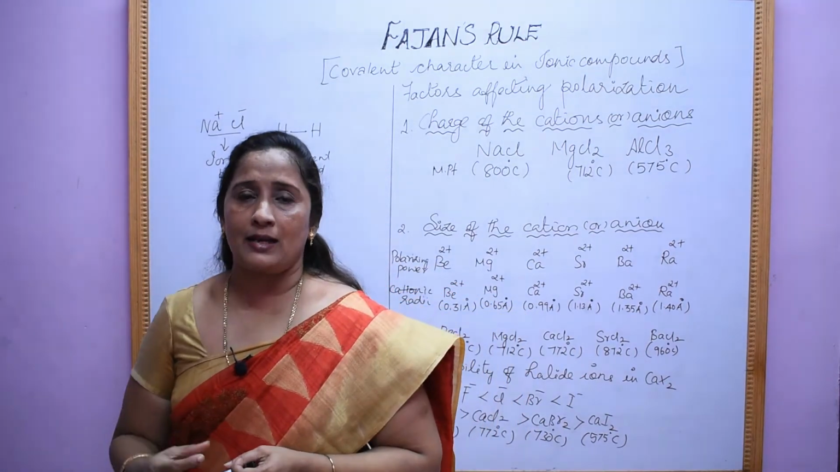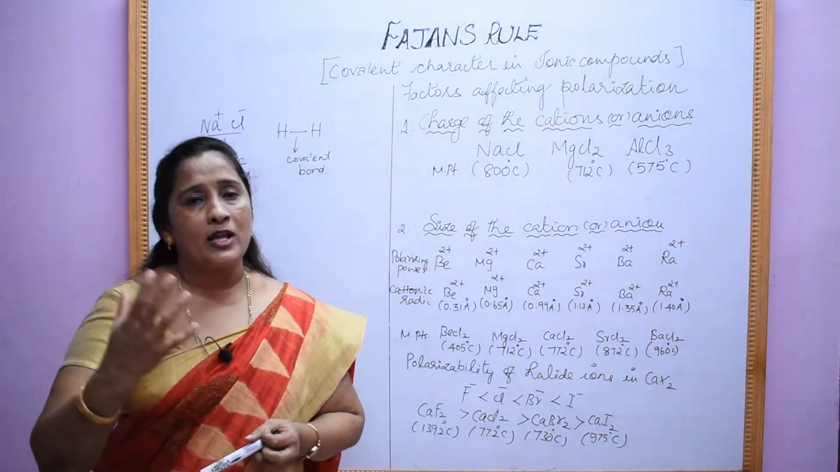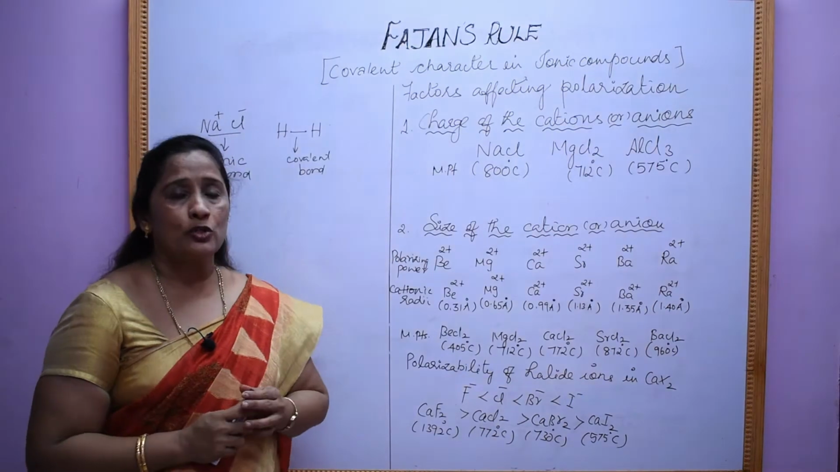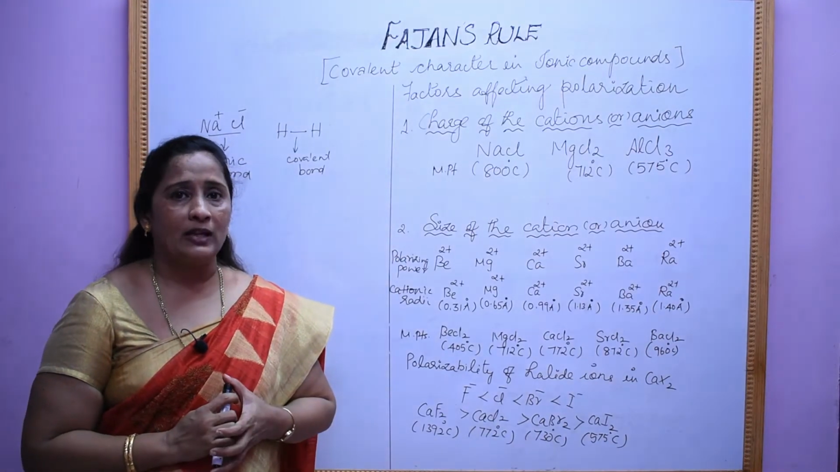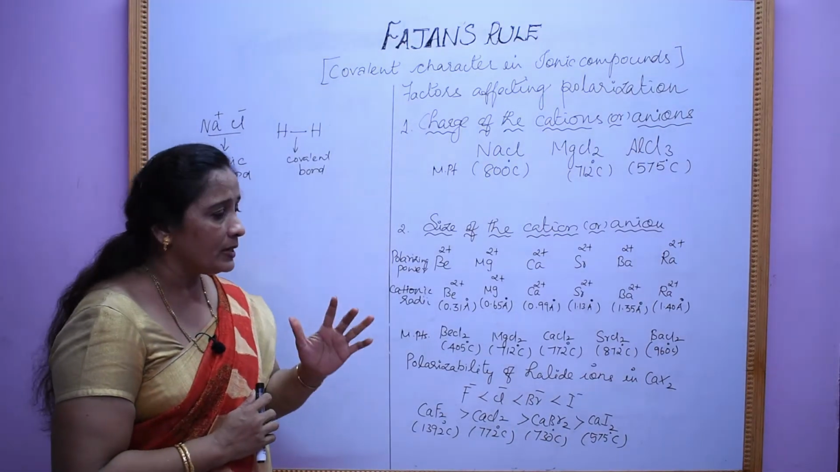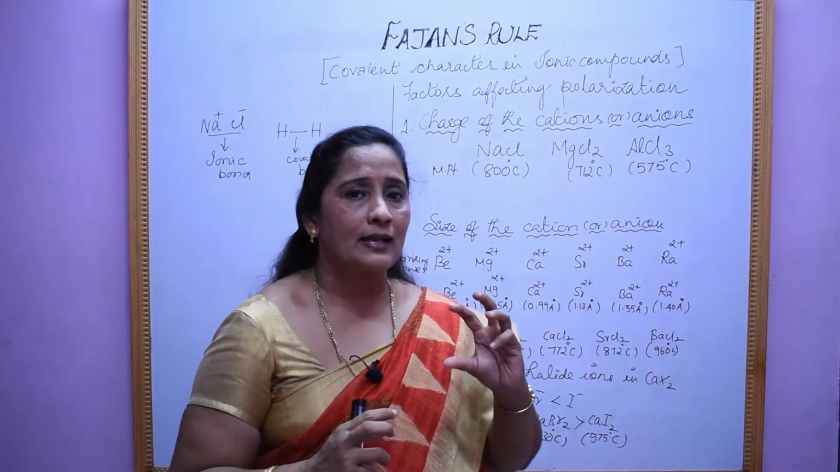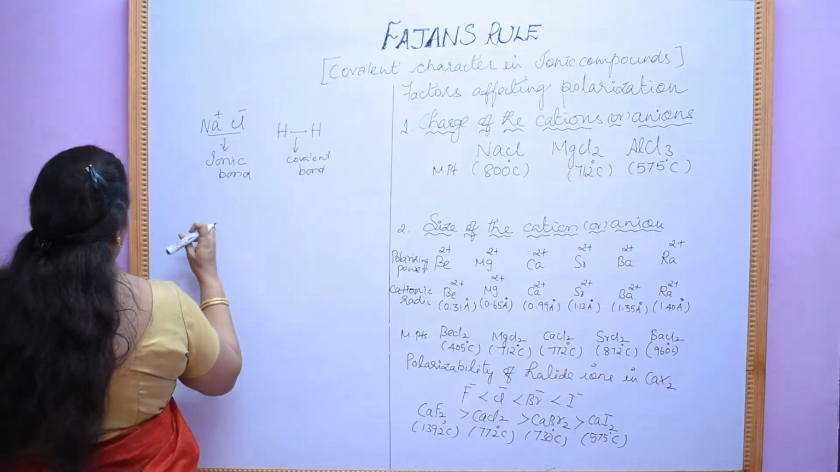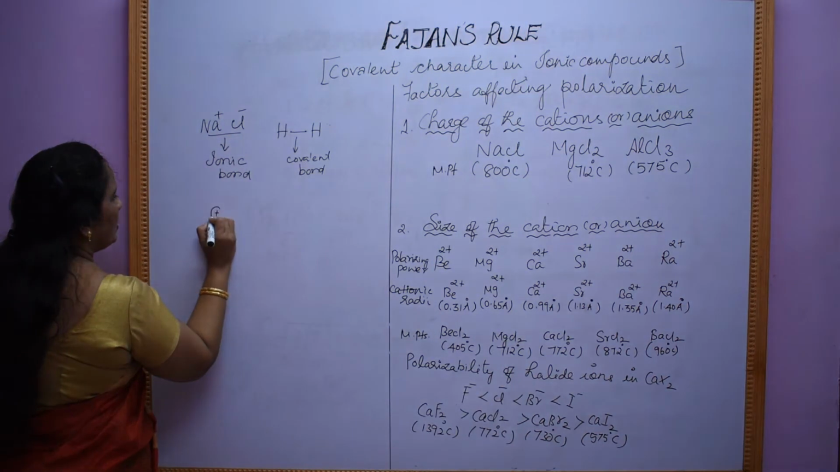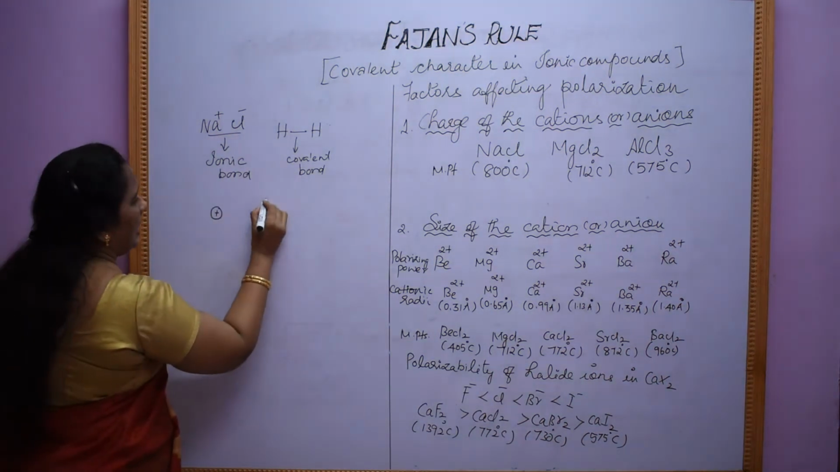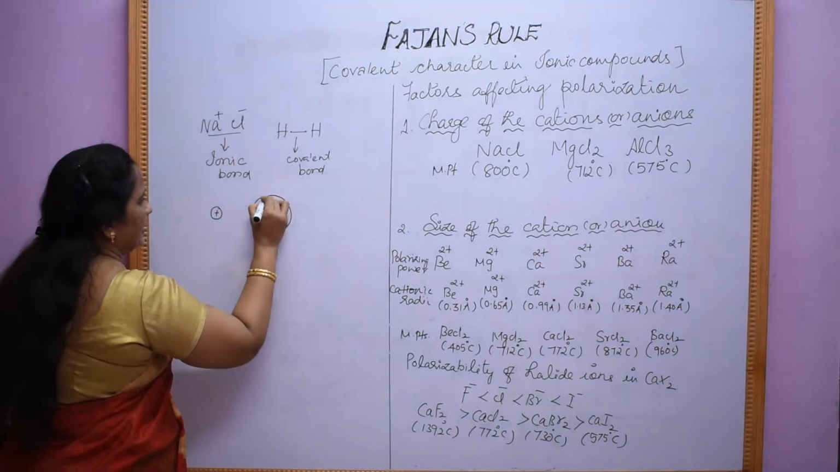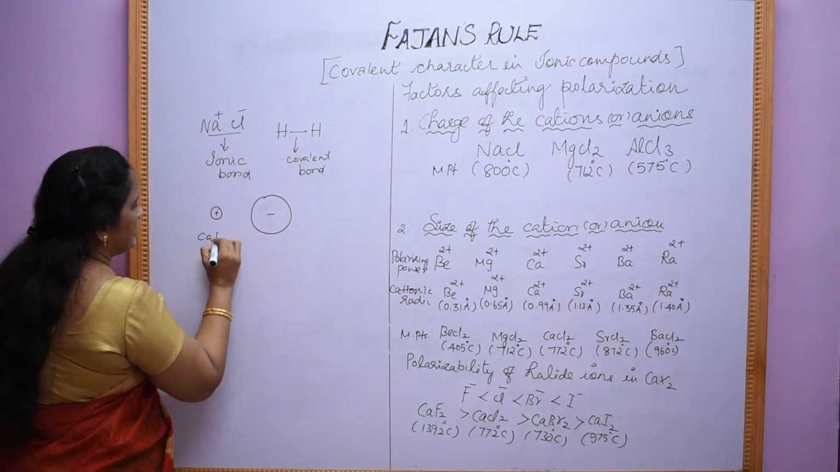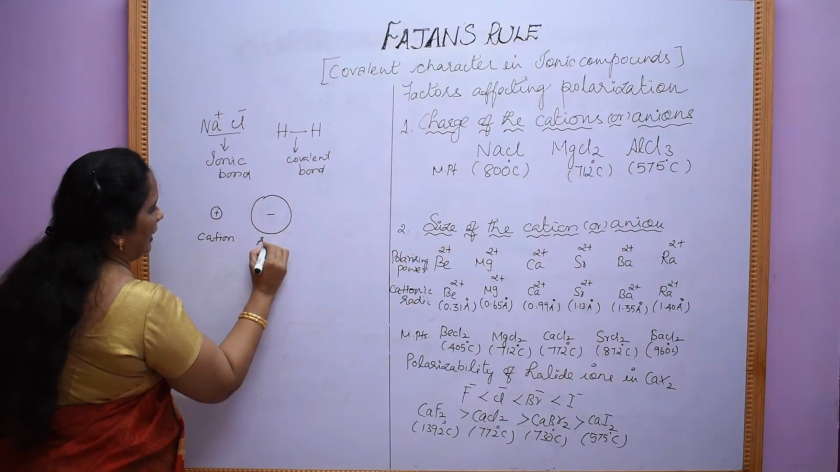With this understanding, let us see what the postulates of Fajan's rule are and how it is applied to various ionic compounds. First, let us consider that there is a cation and an anion. You have a small positive cation. You know, the cation is smaller in size and the anion is bigger in size. This is your cation and anion.